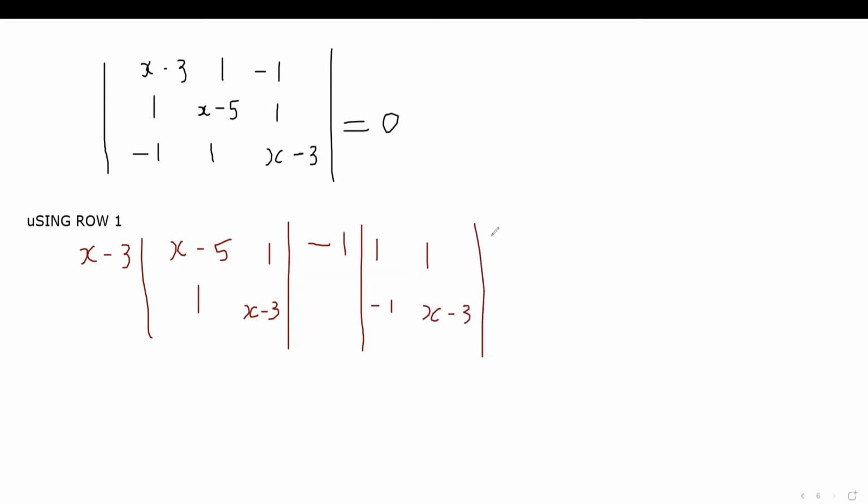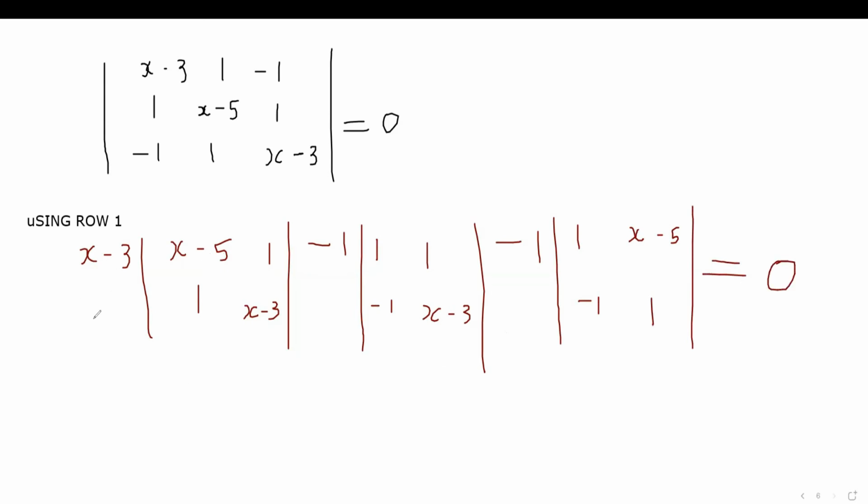And finally, it is plus, but this is minus 1, so it's minus 1 times the determinant when you cross out the row and the column with that one. We get 1, x minus 5, minus 1, and 1. The determinant of that equals 0.